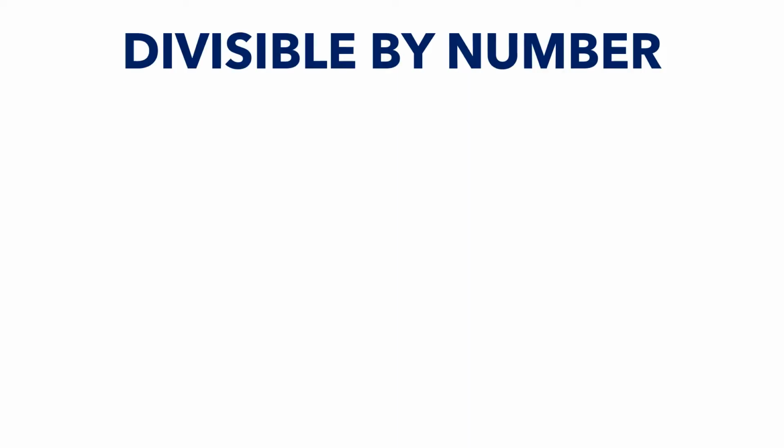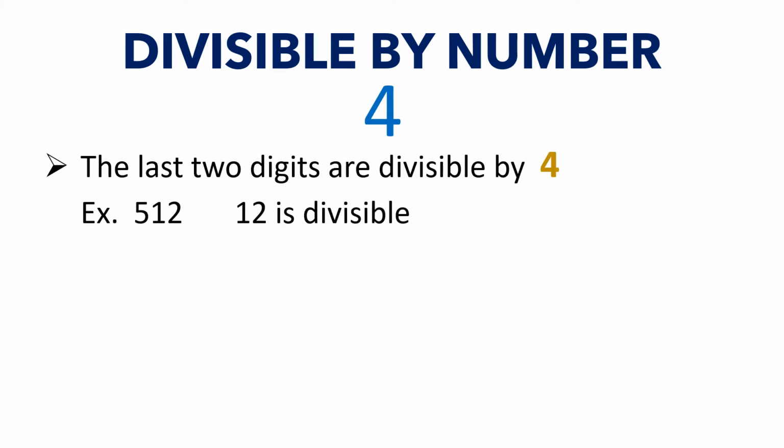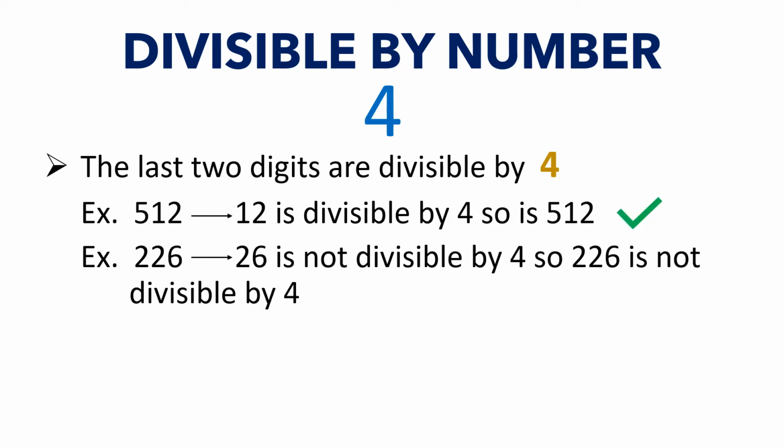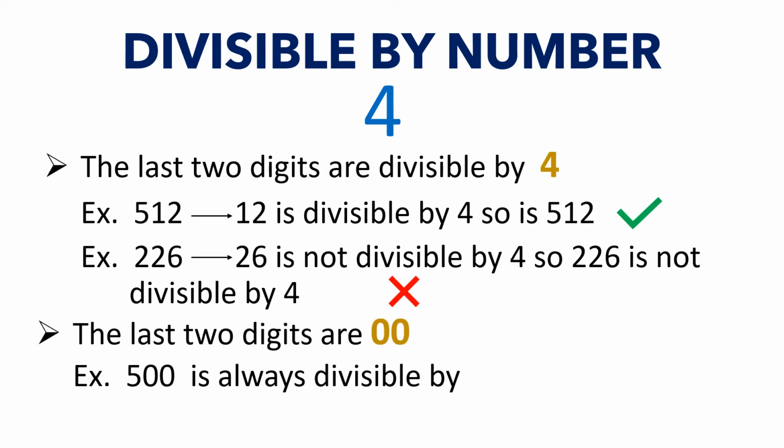Divisibility rule for 4. The first rule is that the last two digits are divisible by 4. Let's look into examples. 512, 12, which is divisible by 4. So the number 512 is divisible by 4. Number 226, 26 is not divisible by 4, so 226 is not divisible by 4. The second rule is that the last two digits in the number are 0, 0. Example 500, last two digits are 0, so 500 is divisible by 4.